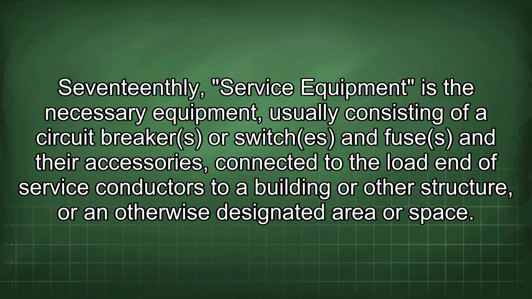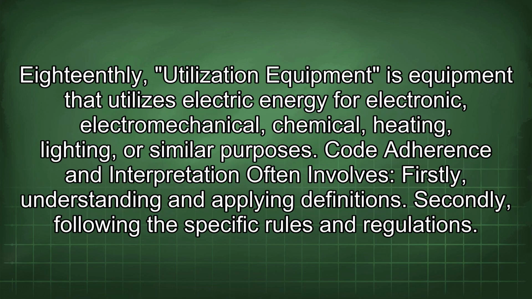and their accessories connected to the load end of service conductors to a building or other structure, or an otherwise designated area or space. Eighteenth, utilization equipment is equipment that utilizes electric energy for electronic, electromechanical, chemical, heating, lighting, or similar purposes. Code adherence and interpretation often involves, firstly, understanding and applying definitions.